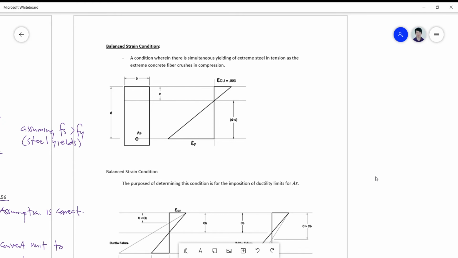So let's move to a topic on strength design procedure known as the balanced strain condition. A balanced strain condition is simply defined as a condition wherein there exists a simultaneous yielding of the extreme steel in tension as the extreme concrete fiber crushes in compression. The significance of knowing the balanced strain condition is for us to be able to establish ductility.